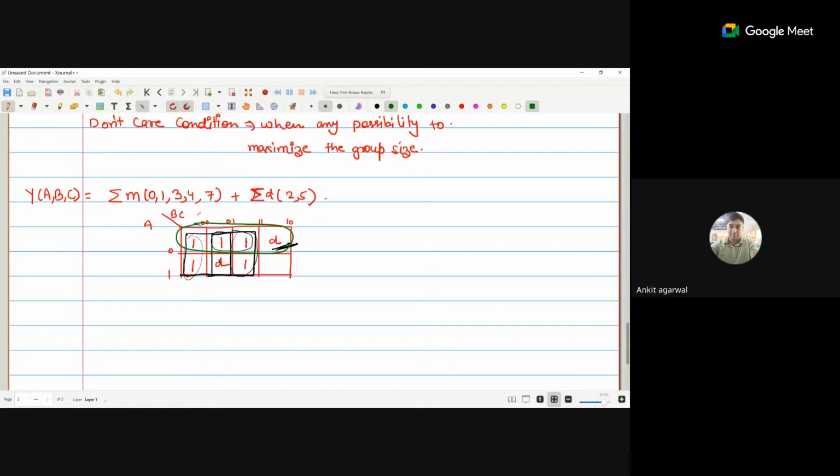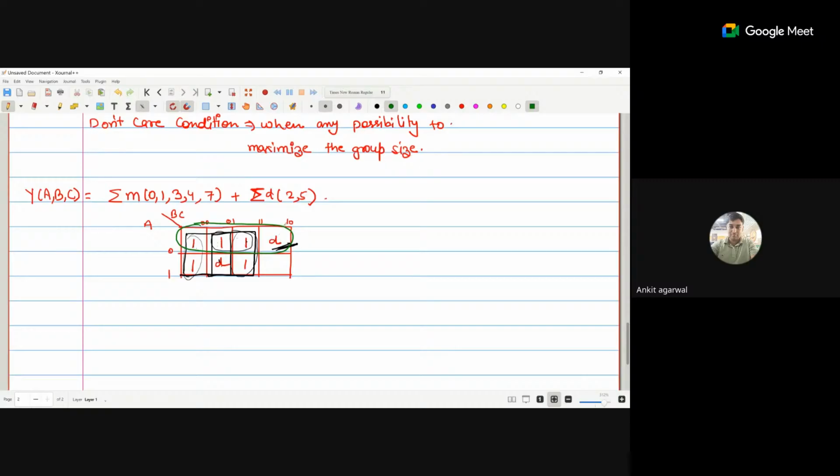Okay. No need to create this group because this group is only used to consider this D. Otherwise, all the 1, 1, 1 will be covered in a group, 2 groups. Okay, all the 1s will be considered. Now, if we create this group, this group is only for this don't care condition.